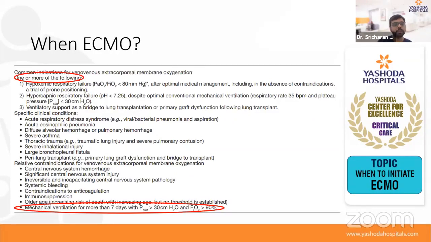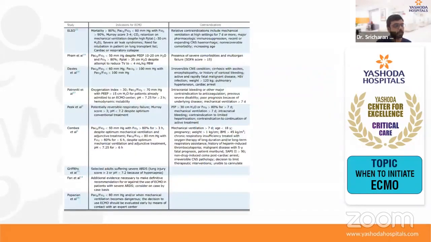Coming to the various other trials we know so far: we have known the indications for ECMO from the ELSO point of view, and there is also the CESAR trial, which said that there is potentially reversible respiratory failure with a Murray score greater than or equal to 3, or the pH is less than 7.2 because of hypercapnic respiratory failure despite optimal conventional mechanical ventilation management.